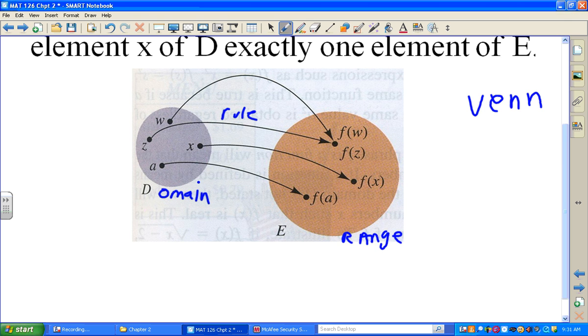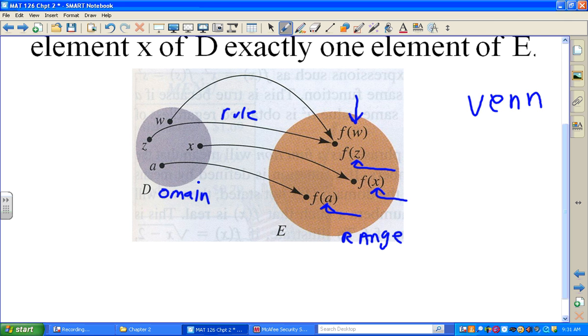Notice, they're all using F notation. This tells you that the variable is W. This tells you the variable is Z. This tells you the variable is X. This tells you the variable is A. That's very important in calculus. Huge that you know what the variable is.